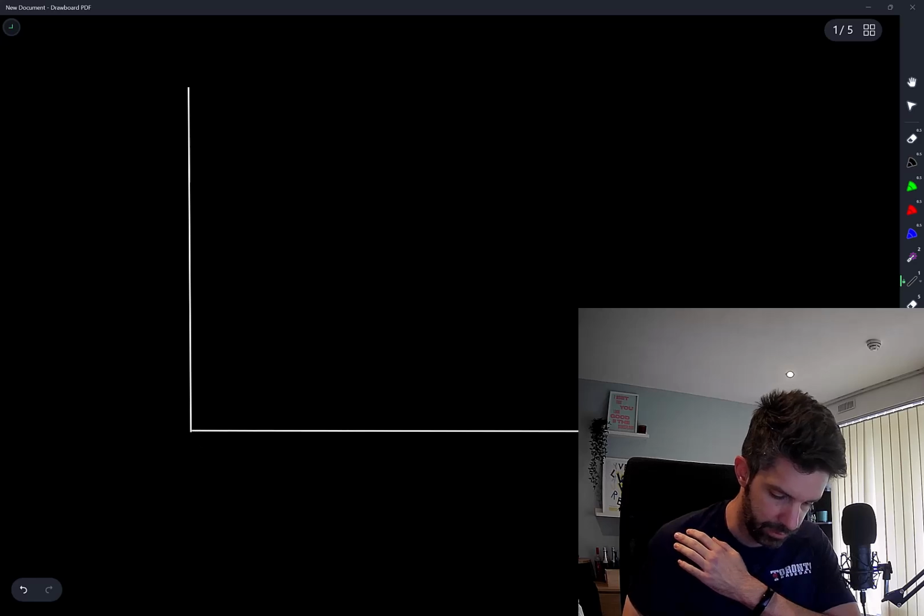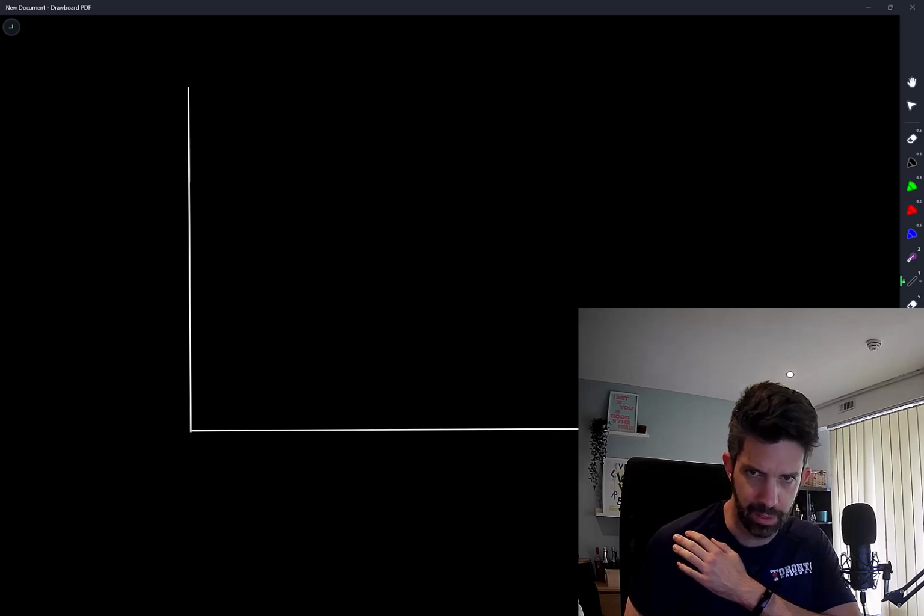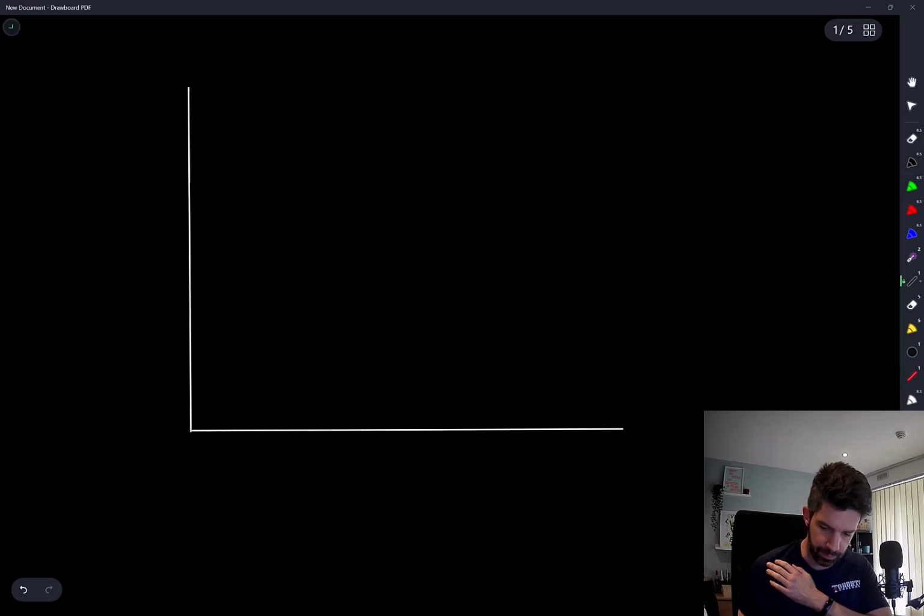These types of geometry problems I often find I struggle with, but I'm going to see if I can work through this one. So I believe we have a right angle isosceles triangle.